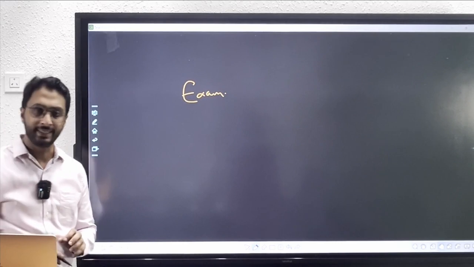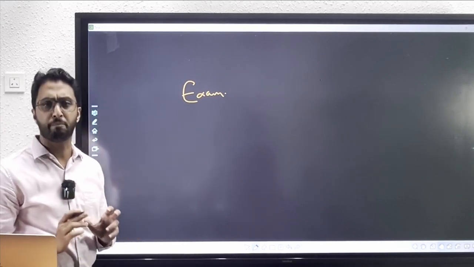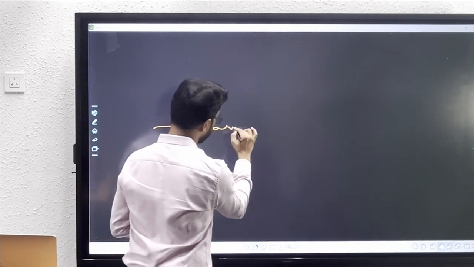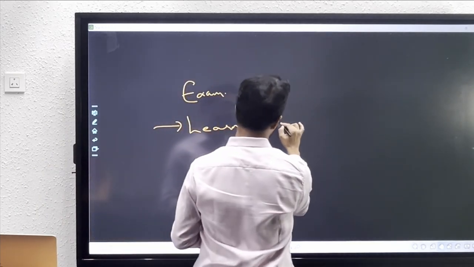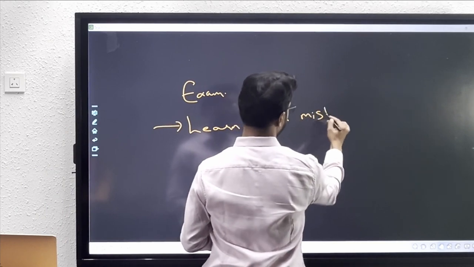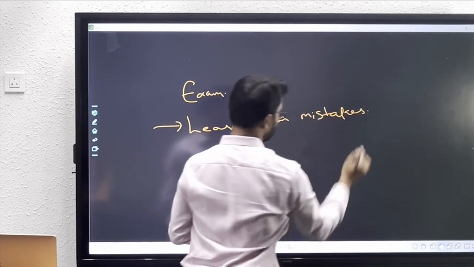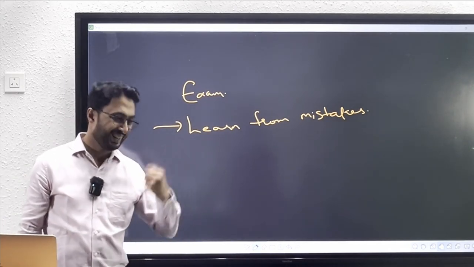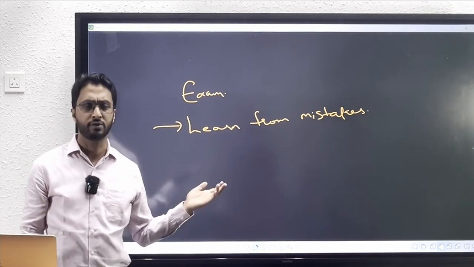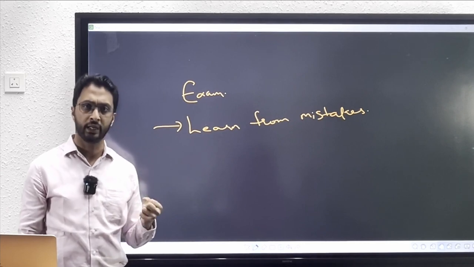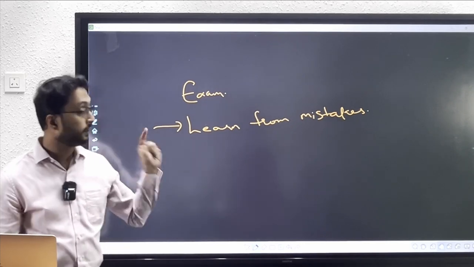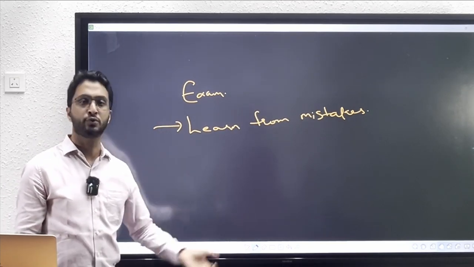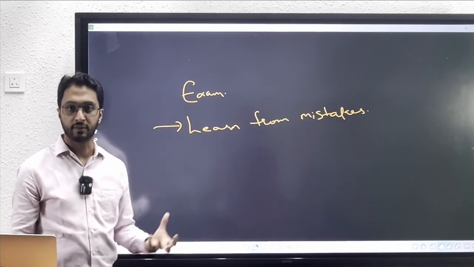Basically what happens here is the key purpose is to learn from your mistakes. Why is that important? Many students ask me, how can I bring down my negative markings? I get lots of negatives. How can I solve it? The first step is learn from your mistakes. Solve exams. The more exams you solve, the more you learn from your mistakes.